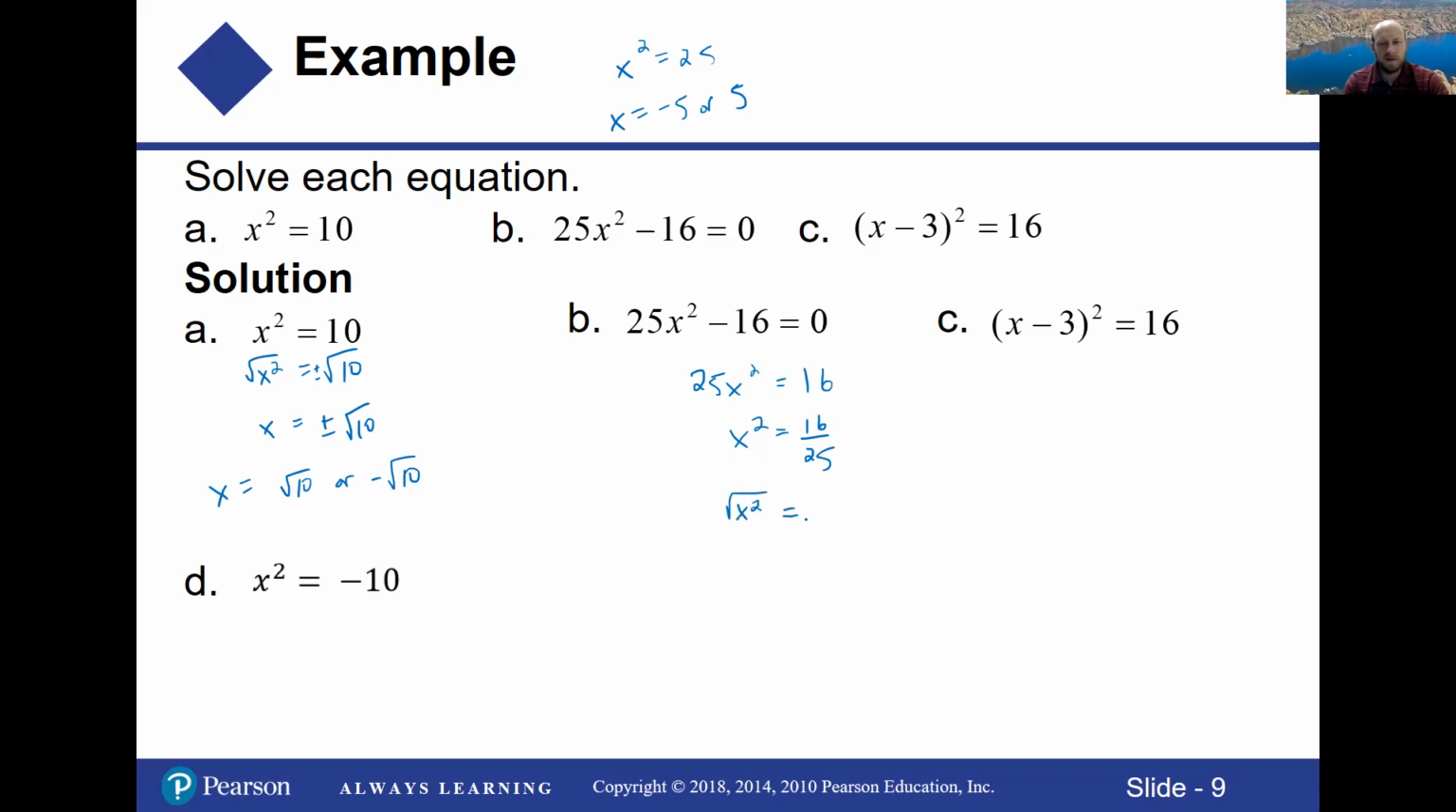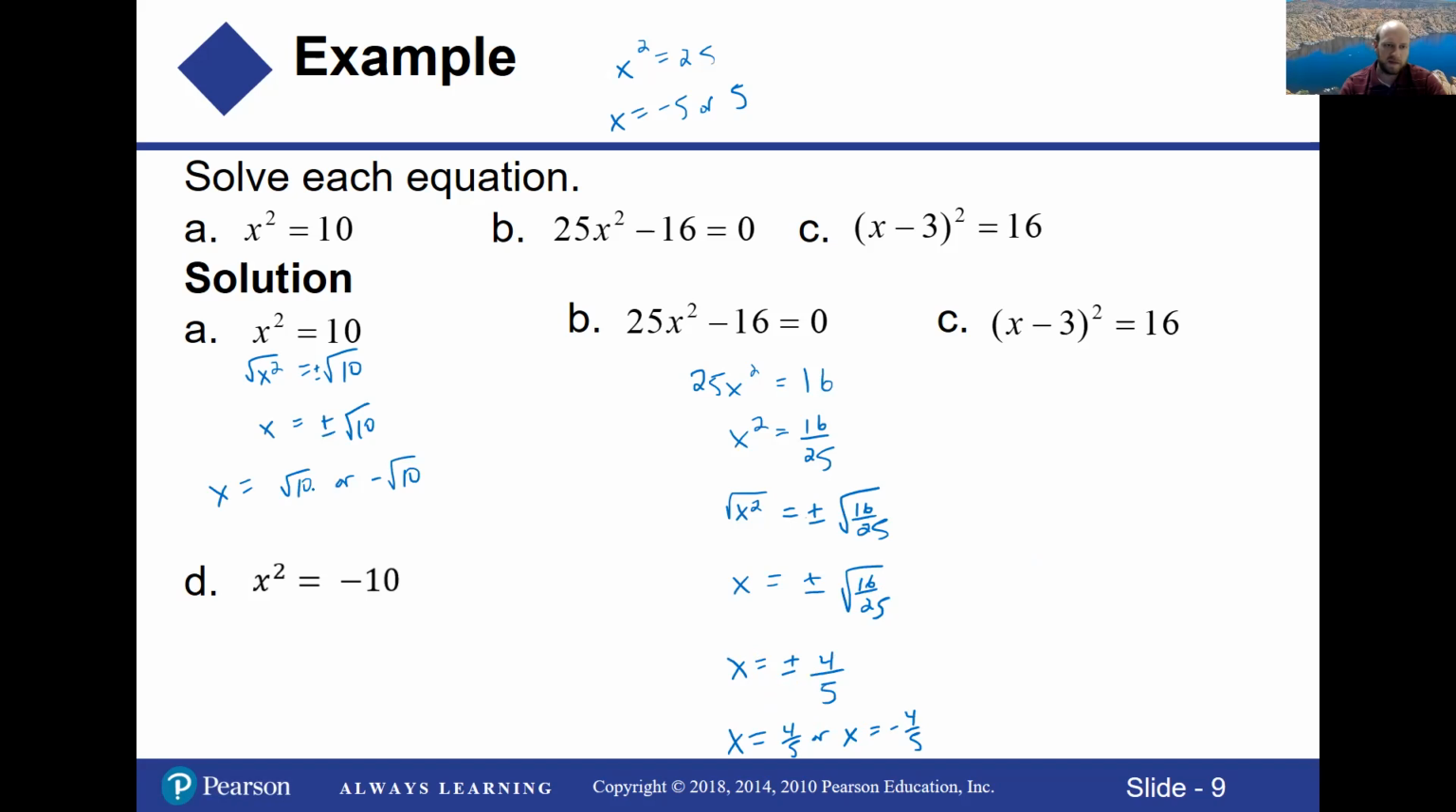So I square root the x squared and I square root the 16 over 25, making sure to make it a plus minus. And so you have solutions of x equals plus or minus square root of 16 over 25, which is 4/5, right? We had that property where we could break this guy up. So either x equals 4/5 or x is equal to -4/5.